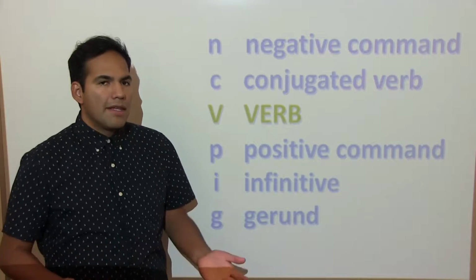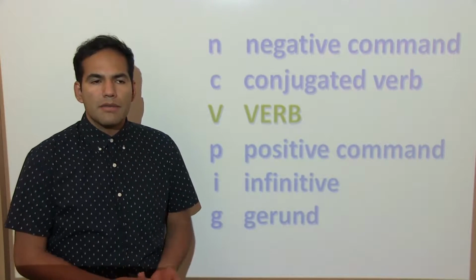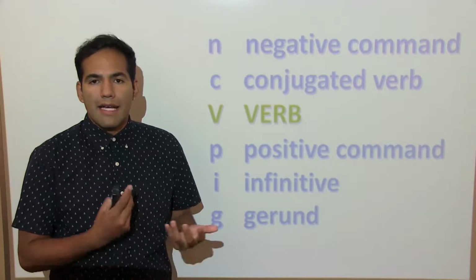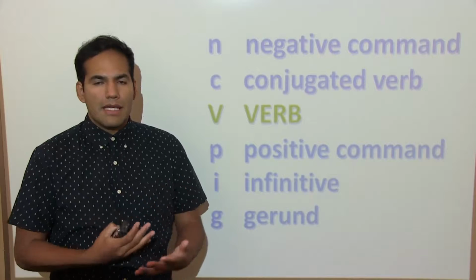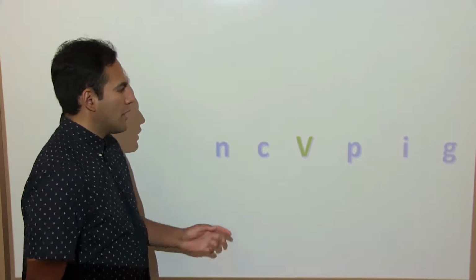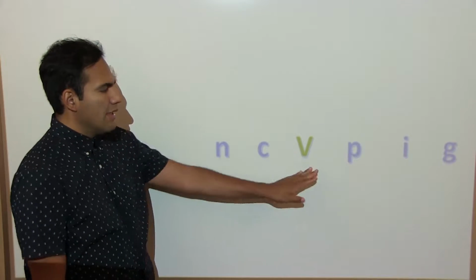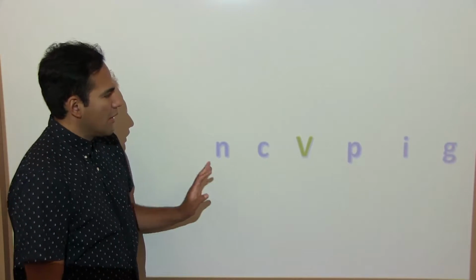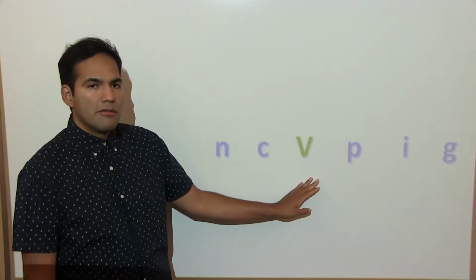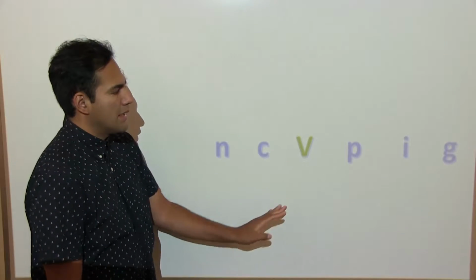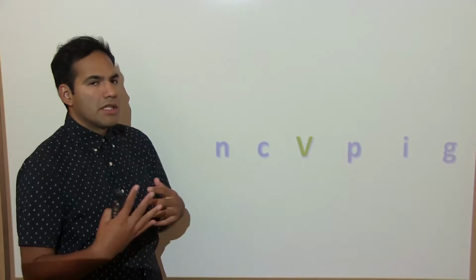So let's say that you are writing a negative command. For example, in English we could say, don't eat that. That's a command. So in Spanish, if we are given a negative command, the pronoun is always going to go before the verb. So that's what this stands for. The V is going to be an important starting point for you because based on the kind of verb you have, that's where you're going to place it.